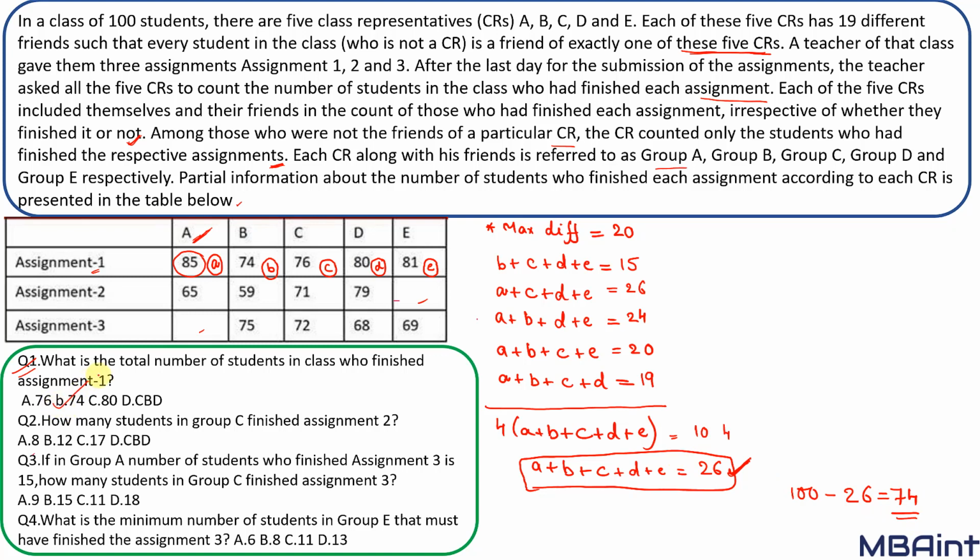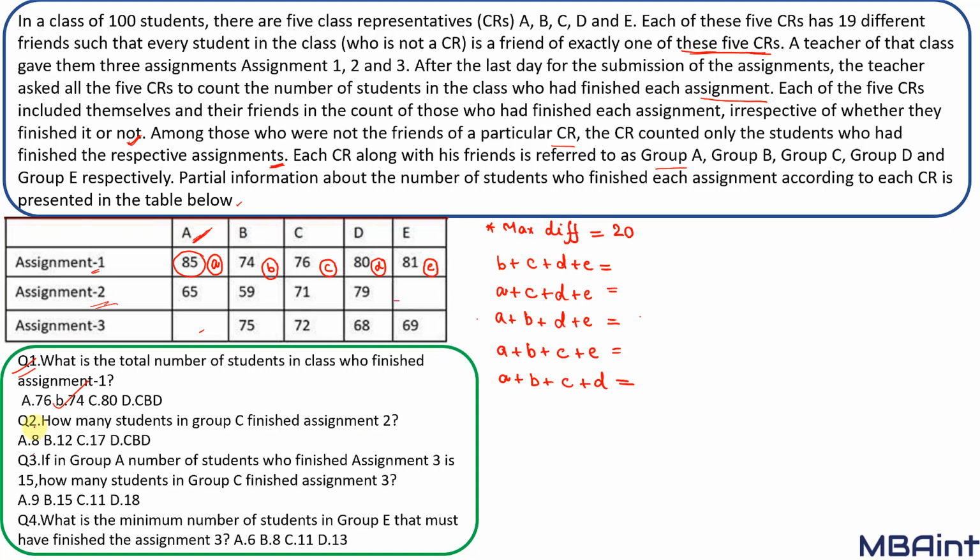Now question number 2 says how many students in group C finished assignment 2? So group C finished assignment 2. We just need to focus on assignment 2, and we have a blank over here, so we need to be very careful. So I can remove these numbers and see what I can get. Now question number 2 says how many students in group C finished assignment 2? We just need to concentrate on assignment 2, group C.